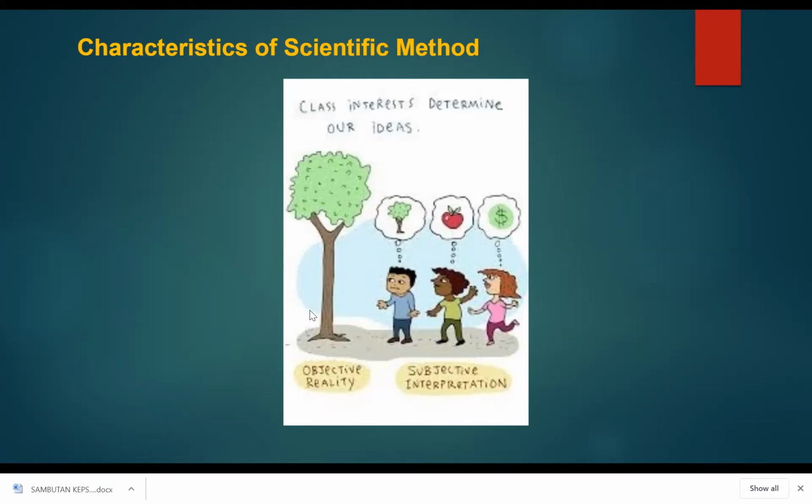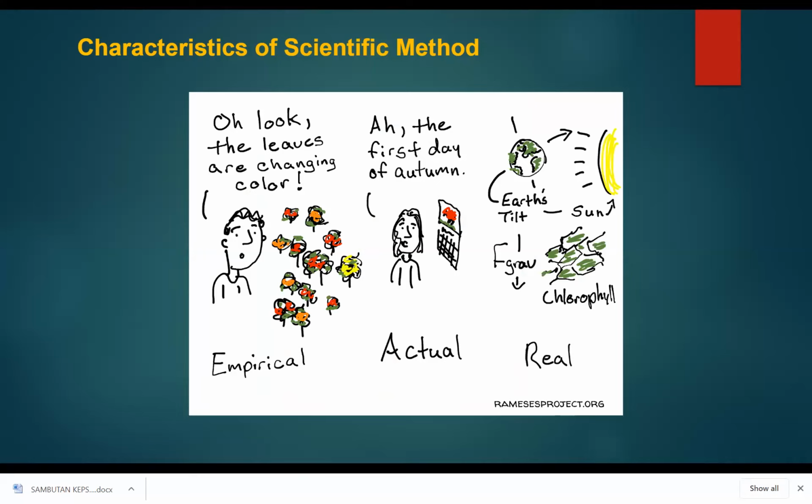So in doing scientific research, we also have to be objective. What we see, that is what we have to think. Okay. The next one is thinking empirically. Berpikir empiris. Thinking empirically. What is empirical? Maybe I'm going to explain empirical with these three pictures. These three pictures are explaining autumn. Do you know autumn? In Bahasa, what is autumn? Musim gugur.